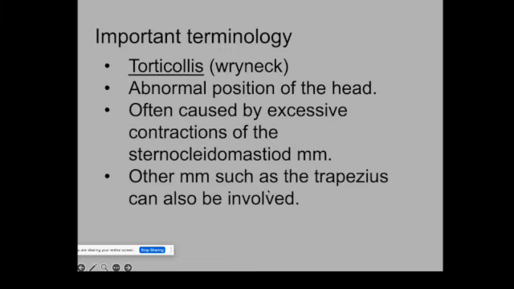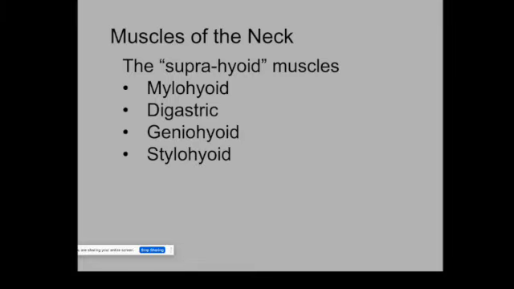Now, one more thing here, a clinical note again. Torticollis is what we call a stiff neck or wry neck. It's caused by an abnormal position of the head. And it's caused by excessive contractions of the sternocleidomastoid. The trapezius also can be involved. So you get a stiff neck, wry neck, torticollis, the clinical term, because you stretched the sternocleidomastoid and put it in an awkward position.